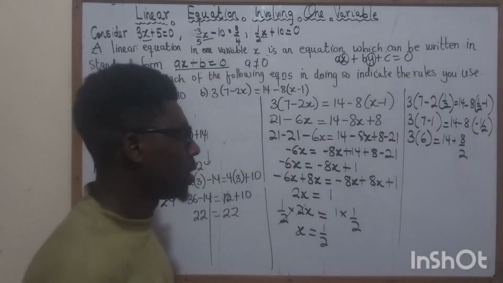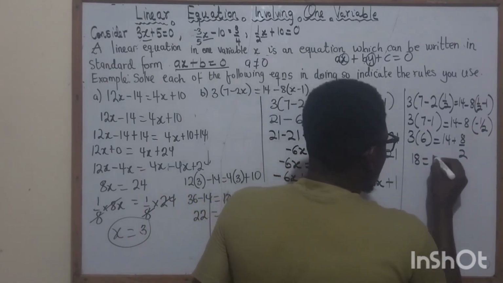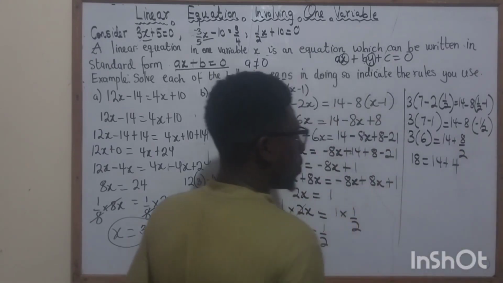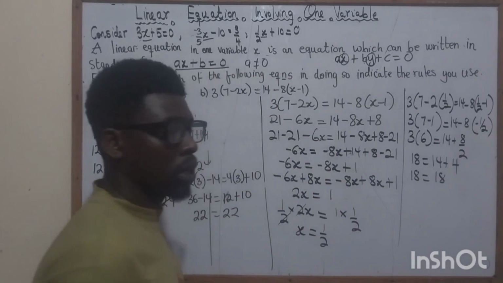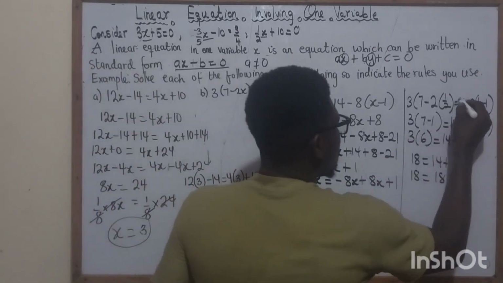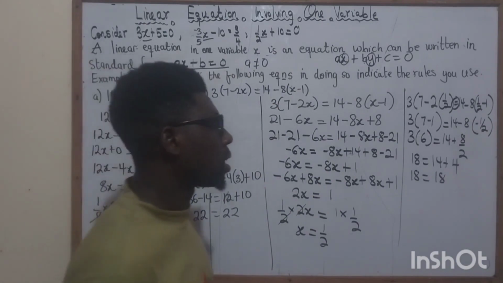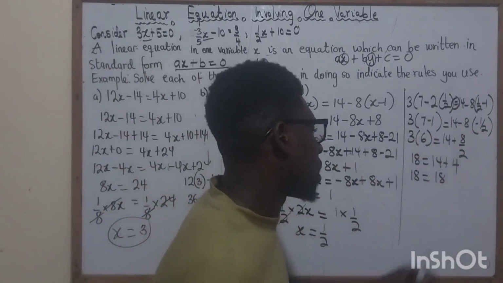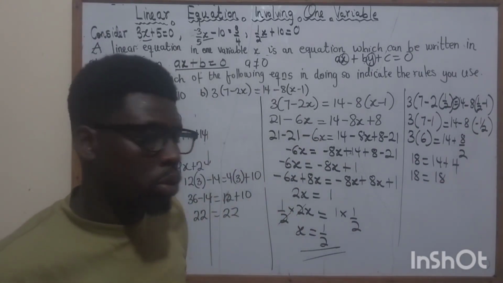All right. So 3 times 6 will give me 18. So I have 14 plus 2 goes into 8. How many times? 4. All right. 18 is equal to 18. Well, so it clearly tells us that the equality still holds. It means that the left-hand side being equal to the right-hand side makes x equal to 1 over 2 a true statement.